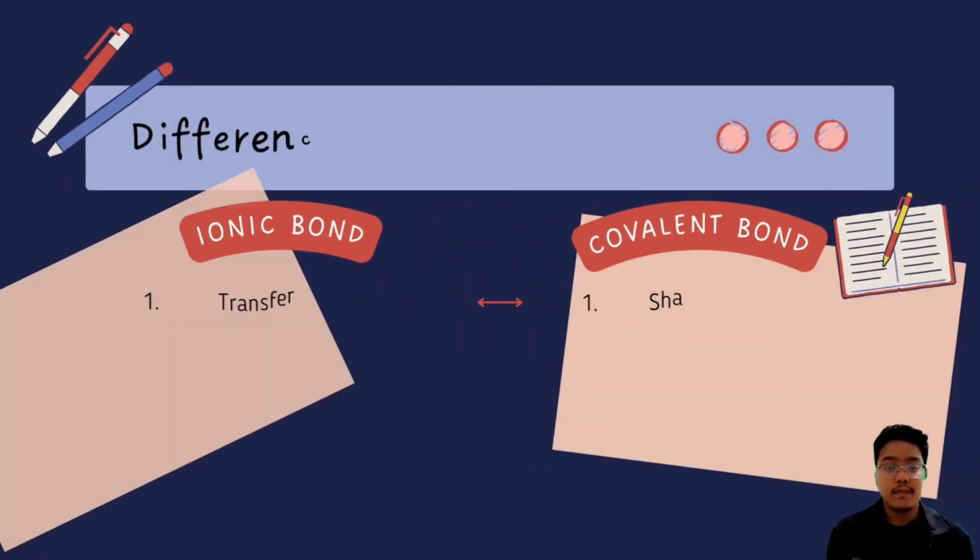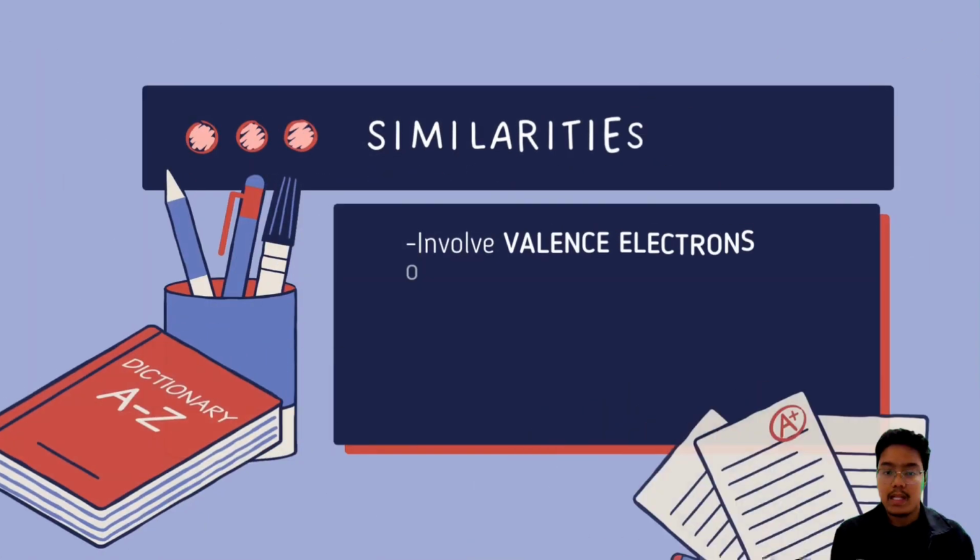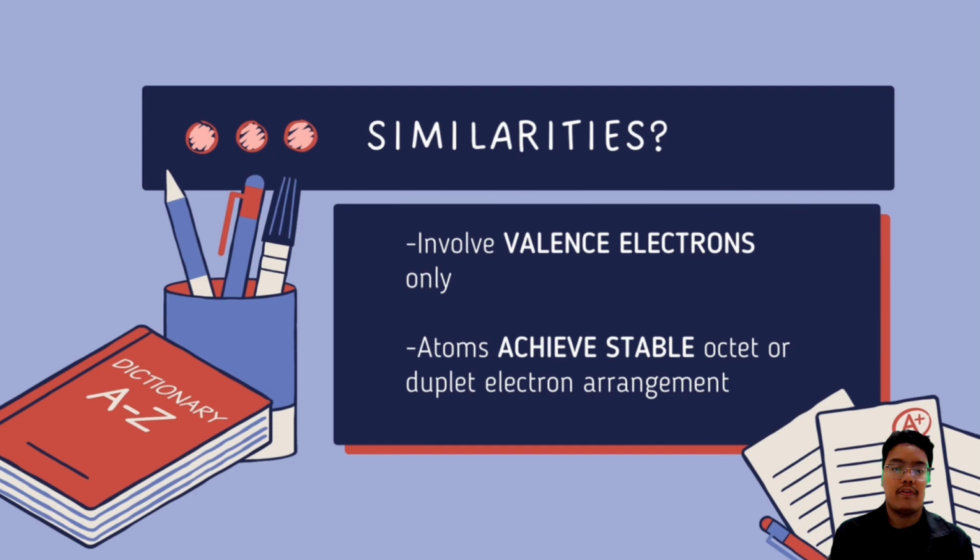So, what are the differences between ionic bond and covalent bond? The first one, ionic bond transfers electrons, while covalent bond shares electrons. Ionic bond is between metal and non-metal atoms, while covalent bond is between non-metal atoms and metalloids. The last but not least, ionic bond forms positively and negatively charged ions. For covalent bond, they only form a molecule. Basically for the similarities, both bonds only involve valence electrons, and they bond because both atoms want to achieve a stable octet or duplet electron arrangement.